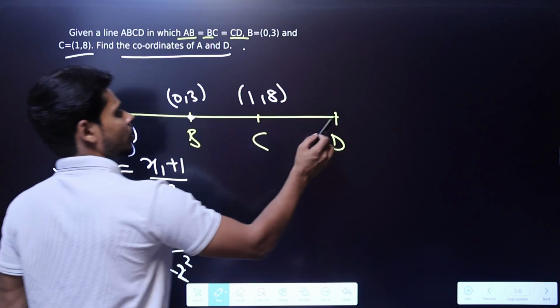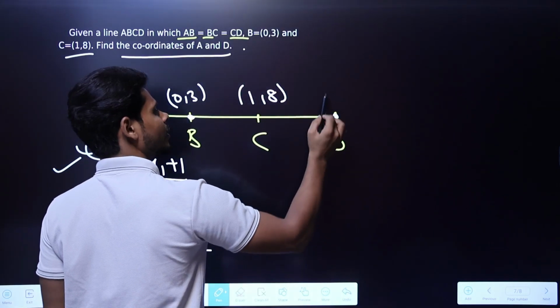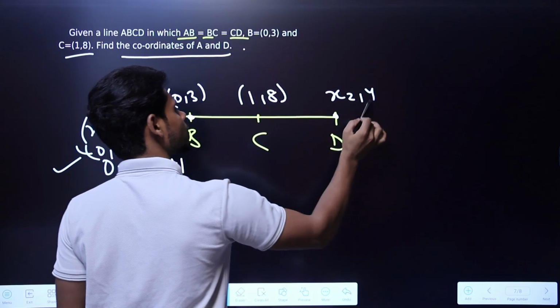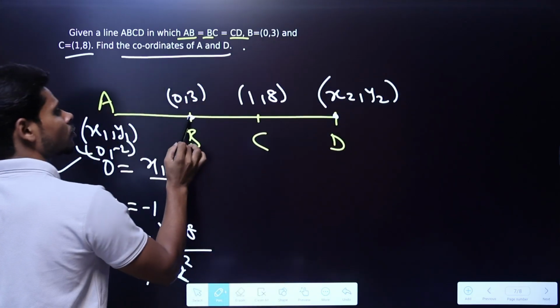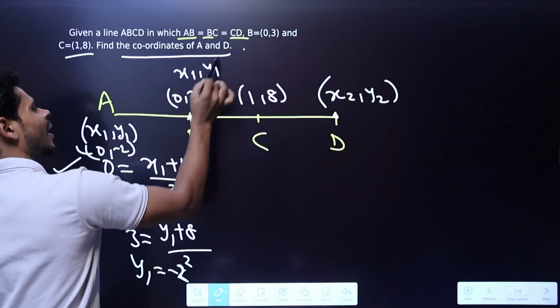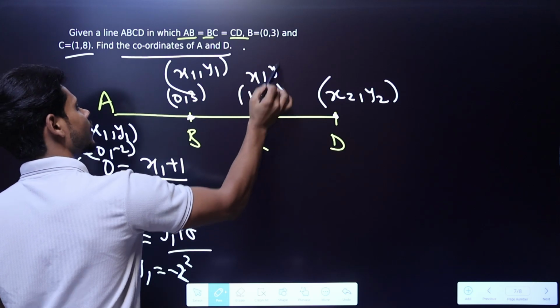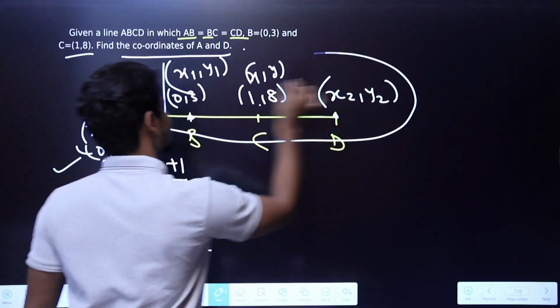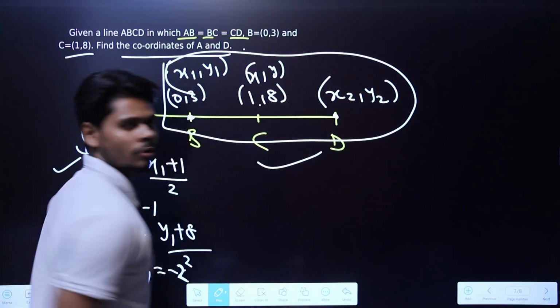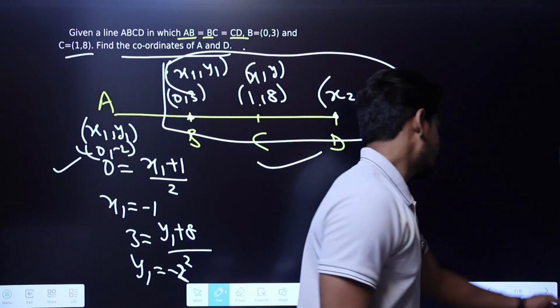Also we need to find the coordinates of D. So let's say this coordinate is x2, y2. Now this coordinate will act as x1 y1, and this coordinate will act as x and y. Just apply the midpoint formula exactly the same way, and you will get x2 y2. Got it? Next.